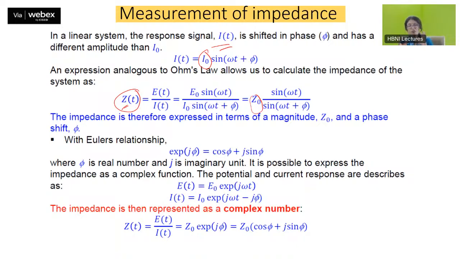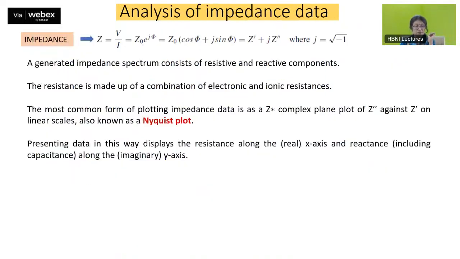Now you have to go into the complex plane with Euler's relationship, which says that exp(j phi) is nothing but cos phi plus j sin phi. If you apply this to the impedance, you can represent the impedance as a complex number. So Z(t) is Z0 exp(j phi), which is Z0 (cos phi plus j sin phi). This is the most important relationship which you have to remember. This j value is the square root of -1, which is the imaginary plane. A generated impedance spectrum will consist of resistive and reactive components.